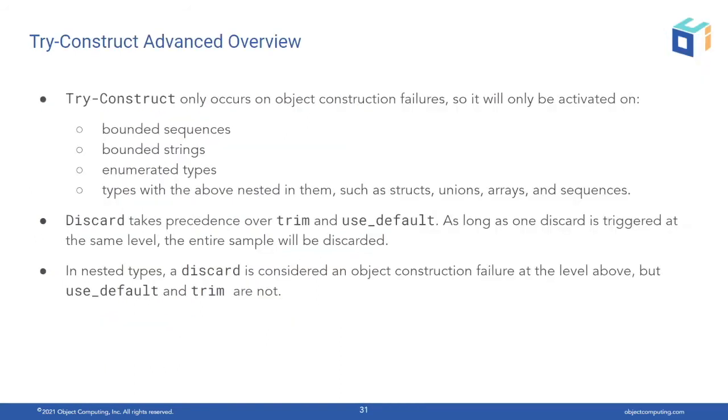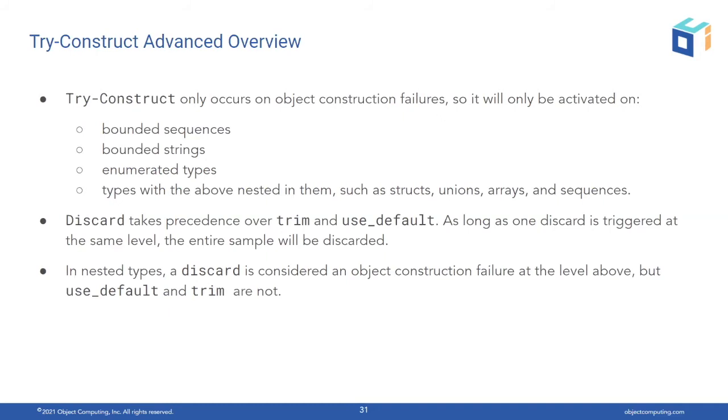And so, just an advanced overview of try-construct to give an idea of where this could go. Try-construct only occurs in object construction failures, so it will really only be activated on bounded sequences, bounded strings, enumerated types, and then types with those 3 things nested in them. So that would include structs, unions, arrays, sequences.